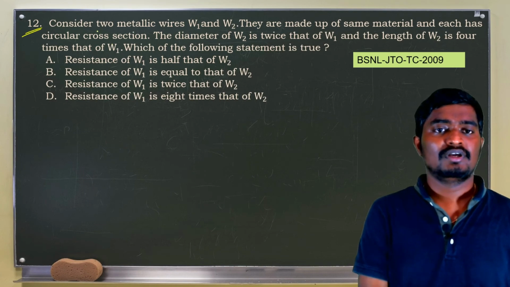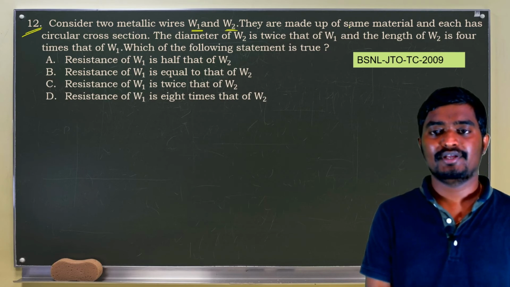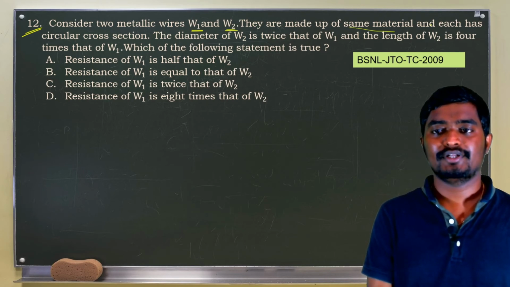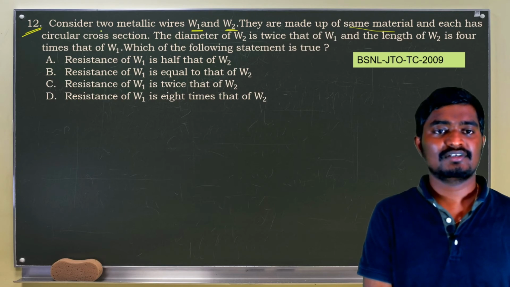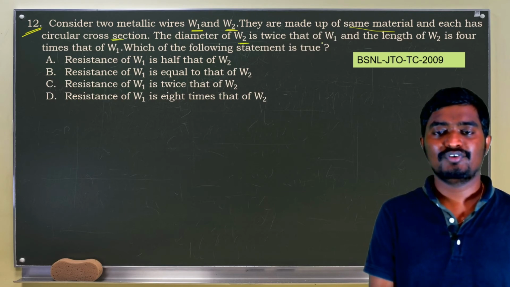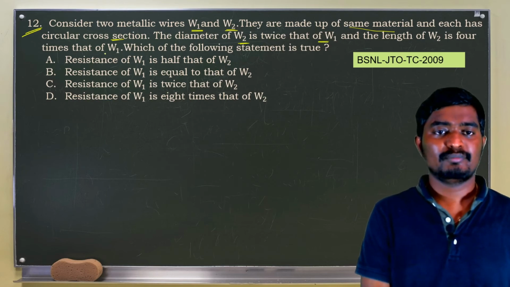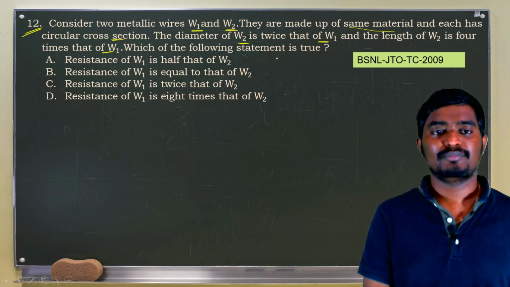Question number 12. Consider two metallic wires W1 and W2. They are made up of the same material, and each has a circular cross section. The diameter of wire W2 is twice that of W1, and the length of W2 is 4 times that of W1. Which of the following statements is correct?